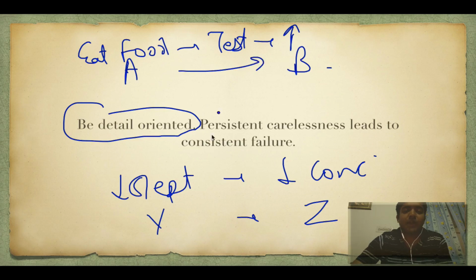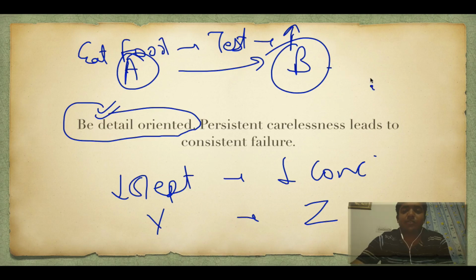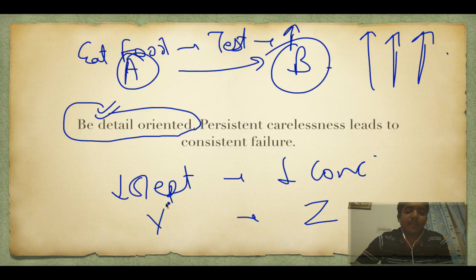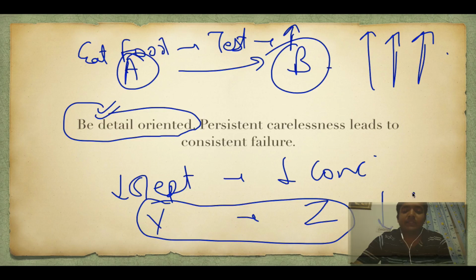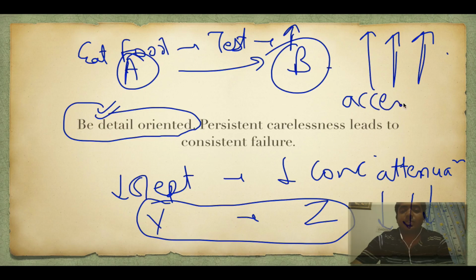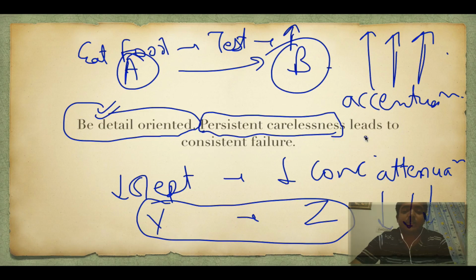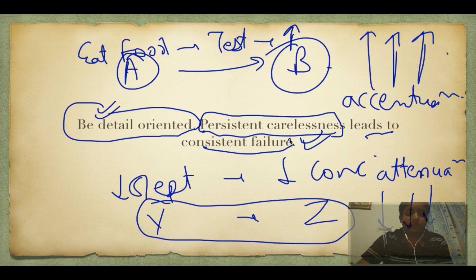These patterns will emerge over time if you are detail oriented. A leading to B is a good thing, so you want to increase it or accentuate it. Y leading to Z is a bad thing, so you want to decrease it or attenuate it. This is called attenuation. This is called accentuation. Because if you are careless once in a while, that is acceptable, rather appreciable. It still proves we are human beings, not robots. But if you are persistently careless, it will just lead to consistent failure, nothing else.